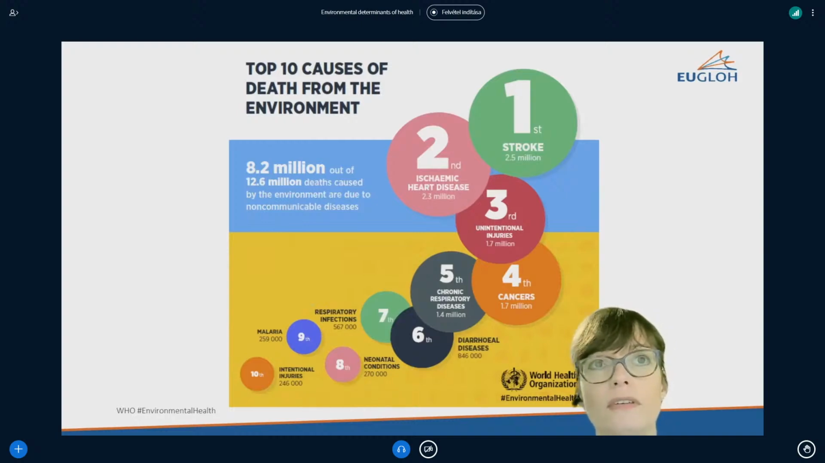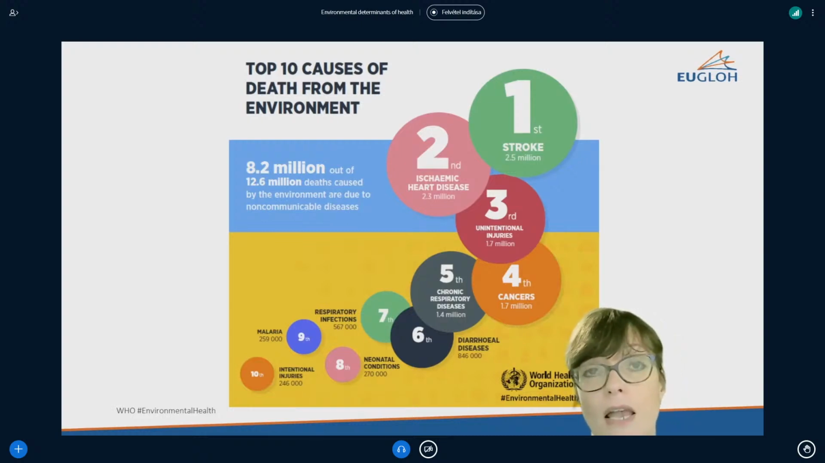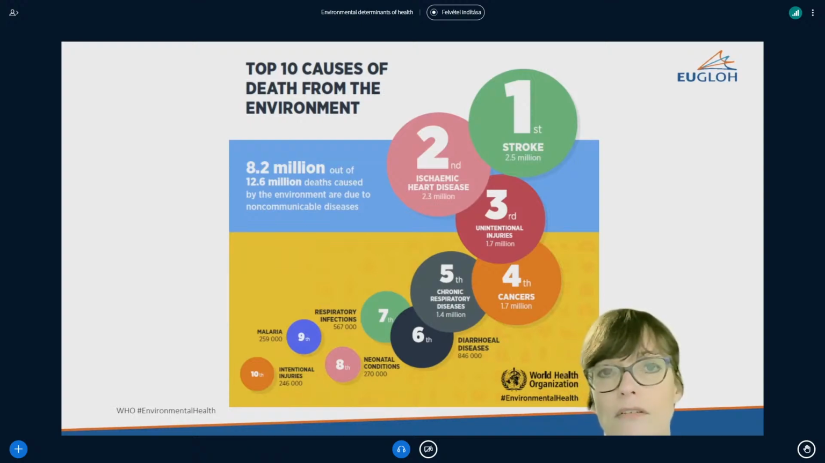In 2016, about 2/3 of deaths attributable to the environment were due to non-communicable diseases. Stroke and ischemic heart disease were the most prominent, with around 5 million deaths that year. But the list goes on with unintentional injuries ranking 3rd, cancers ranking 4th with 2 million, and chronic respiratory diseases on rank 5.